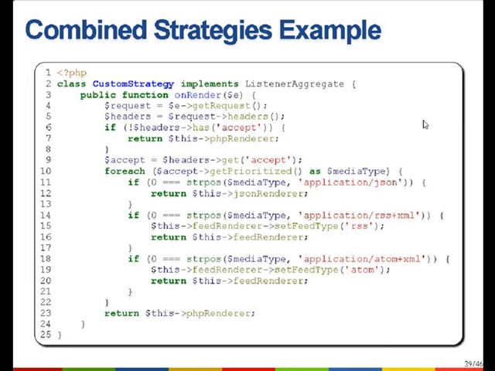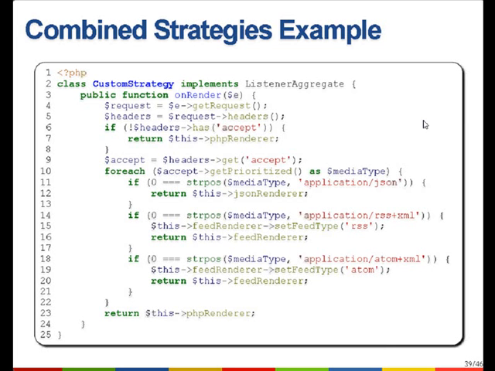So first off, I get my request. I check and see if I actually have an accept header. If I don't, I'm going to use the PHP renderer. Otherwise, I grab the accept header, and the accept header has a getPrioritized method. What this does is it gives us a priority queue with each of the different MIME types based on the queue priority that was provided. So it will loop through them from highest priority to least priority. And so we get our media type.